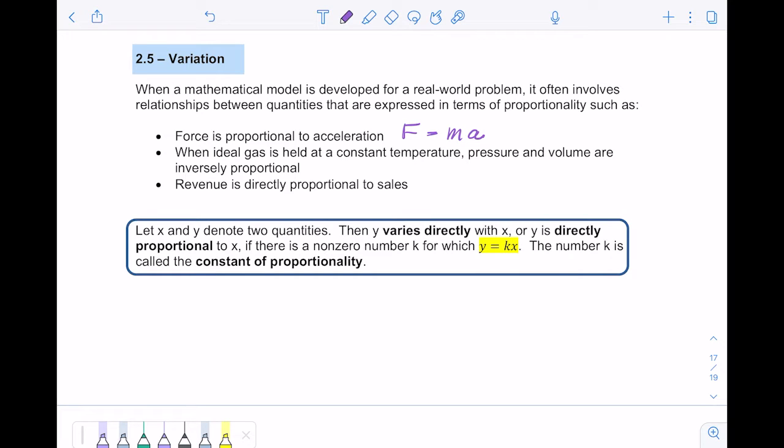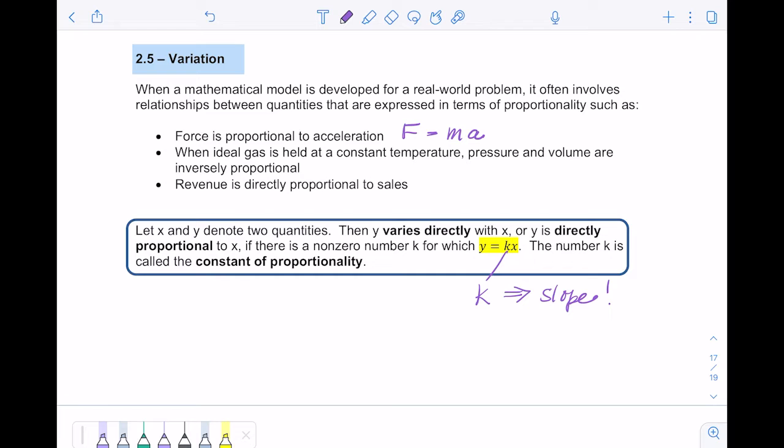So let's talk about direct variation first. We've got two quantities, x and y. y varies directly with x, or you could also say y is directly proportional to x, if y equals k times x. So y equals kx should look pretty similar to you. It's a linear equation, and k is known as your constant of proportionality, but really all it is is just the slope.